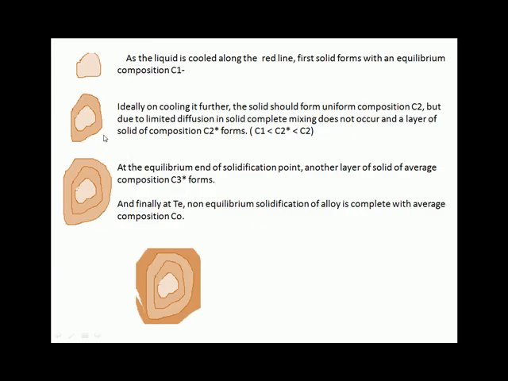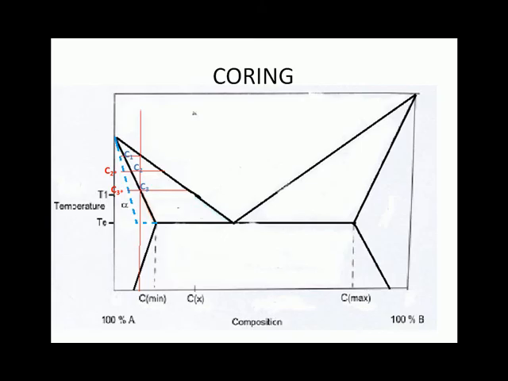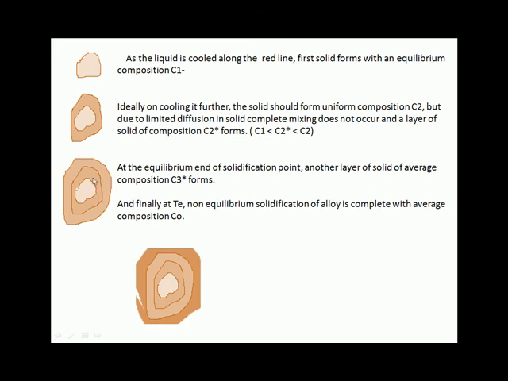However, we observe that only a thin layer of C2 forms, which is not homogenized over the entire solid. A solid with average composition C2 star forms. That is, C2 star is midway between C1 and C2. Similarly, on cooling further to C3, a solid with average composition C3 forms, but within this solid there are various layers of different composition. Finally, at eutectic temperature, a solid with average composition C0 forms, but within this solid there are various layers of different compositions.